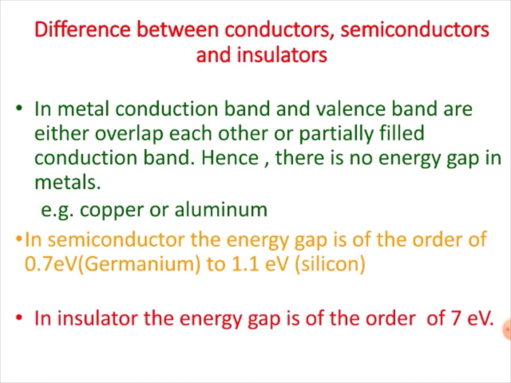But in the case of insulator, the energy gap is much greater than 3 electron volt. It is of the order of 7 electron volt, it may be around 7 electron volt, that is the meaning. In the case of diamond, it is 6 electron volt. I have given you the example, right?